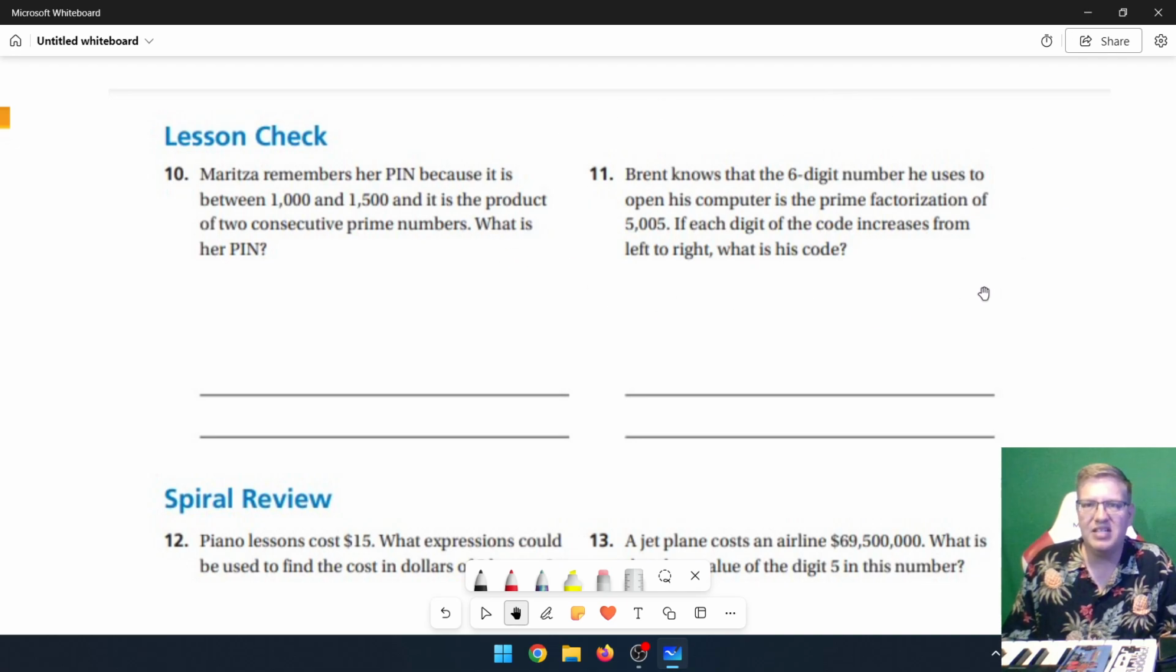Number 11 is a little bit more simple in that you are going to end up finding 6 digits that are the 6 prime numbers that we can multiply together to get to 5005. And if each digit increases from left to right, we want to write it from smallest to largest, okay?